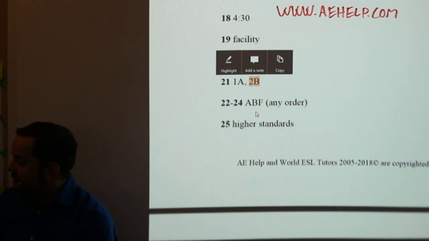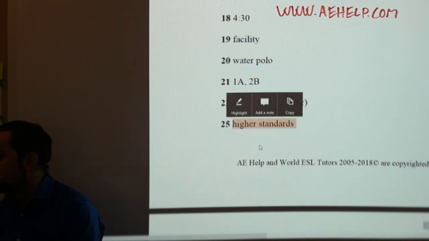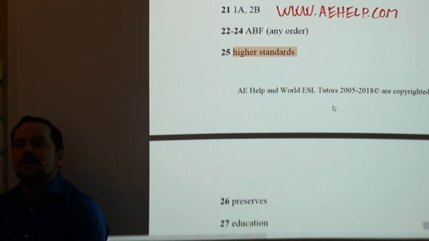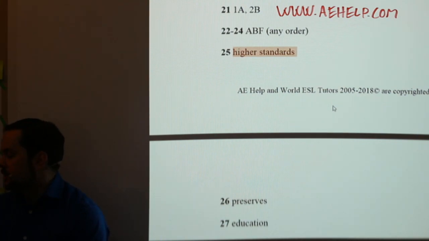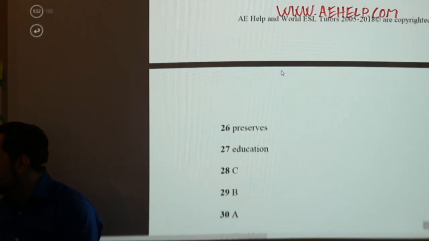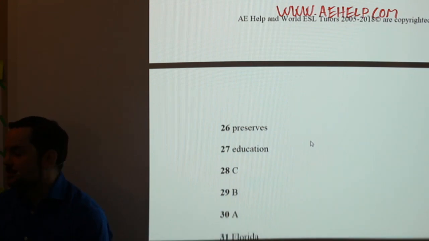Number 25 is higher standards. 2 words. Again, when you see in the question that it says no more than 2 words, in many cases, one of the answers at least will be 2 words. So in this case, higher standards. Number 26 is preserves. Okay, so number 26 is preserves.